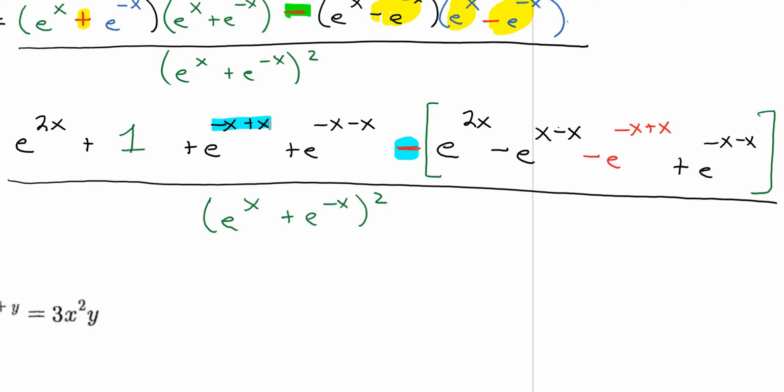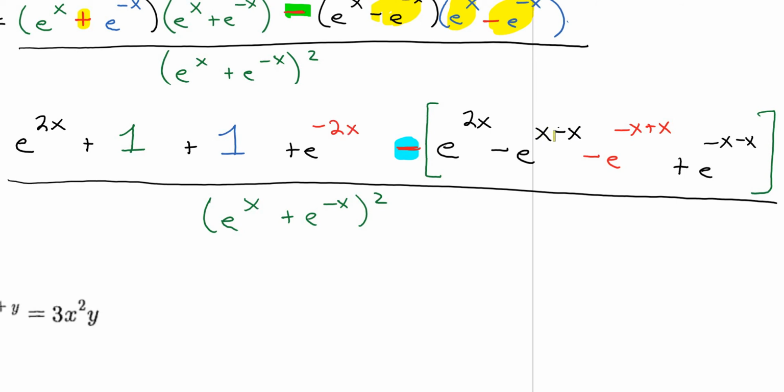Same thing over here, negative x plus x. If I collect like terms, that's going to be 0. And e to the power 0, or e to the power anything 0, is always going to be a 1, so that becomes a 1. And then this part right here, negative x minus x, that's going to be e to the power of negative 2x, like that.